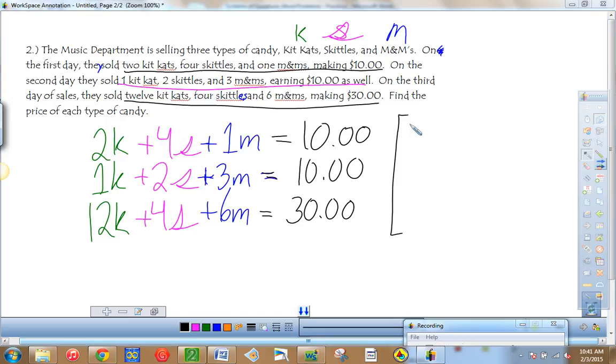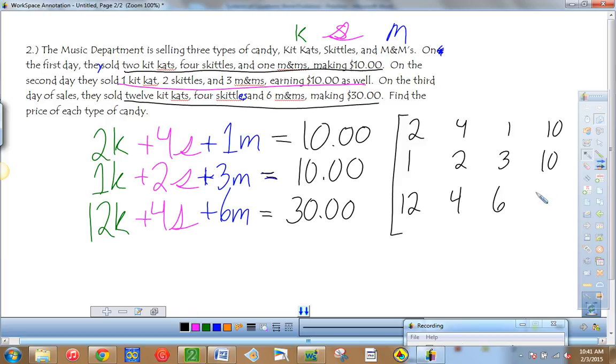2, 2, 4, 1, $10. Can you just make it a 10? Okay. 1, and 1. 2, 2, 3, 10, 1, 2, 3. 12, 12, 4, 6, 30.